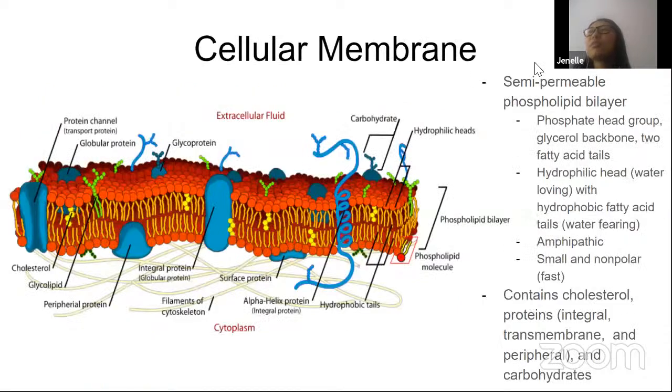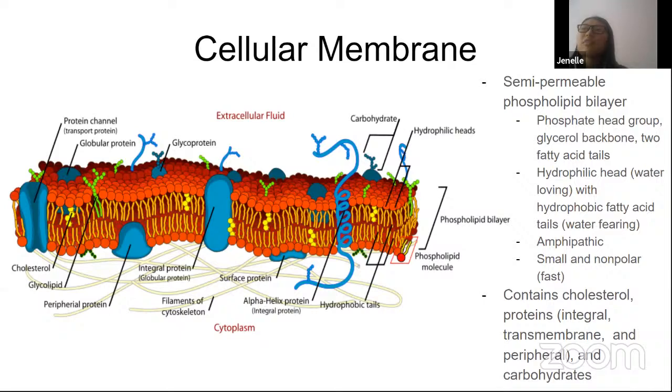And so to go into the next topic, the cellular membrane is that semi-permeable phospholipid bilayer that surrounds the cell. I just wanted to go into the different parts of the cellular membrane itself, so it helps explain why certain molecules go in and out of the cell.